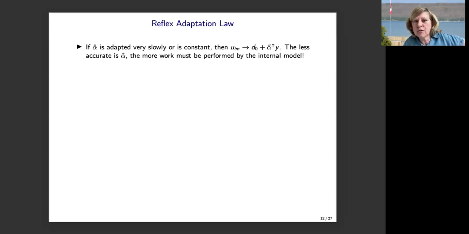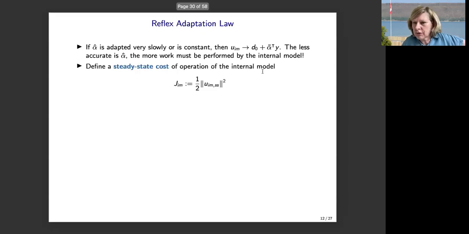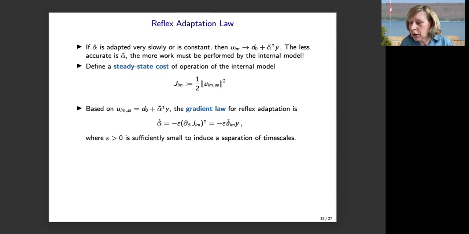Now, the less accurate is alpha hat, the more work must be performed by the internal model due to the presence of this residue. Therefore, we can take as a cost of operation of the internal model to be the steady state cost on the output of the internal model. So we make a quadratic cost and it's in steady state. And now we compute the gradient of that cost. And that gives us a gradient law for reflex adaptation, which we run slowly so that the internal model output has time to go to steady state. And it uses as an error signal the output of the internal model. So the internal model output becomes the new error for the downstream process of reflex adaptation. And the regressor of this new adaptation process is the sensory measurement. And we place the epsilon very small in order to impose a separation of timescales.